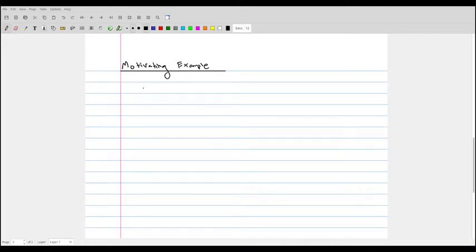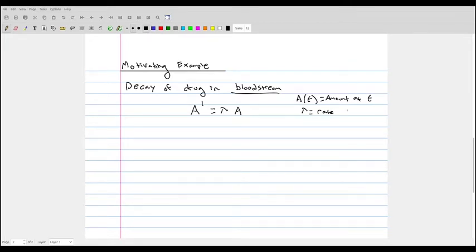This is modeled by the following differential equation, as we've talked about previously. The rate of change of the amount is equal to lambda times the current amount, where the amount is a function of t, the amount of drug in the bloodstream at time t, and lambda is the rate of decay.